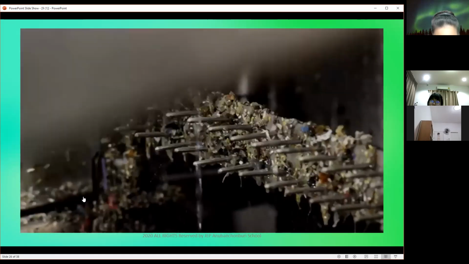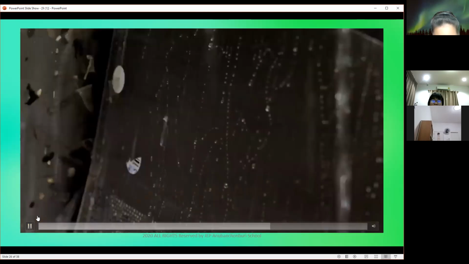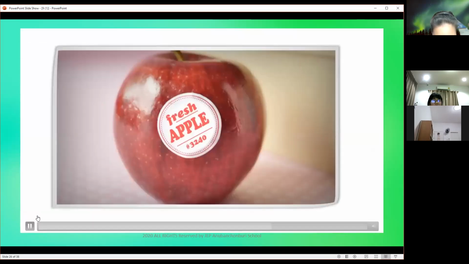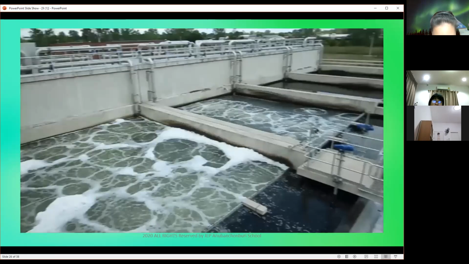Things like fruit and vegetable stickers. They don't dissolve and they clog up the system. So when you're peeling them off, throw them in the garbage, not down the sink. Now it's time to get the stuff you can't see.